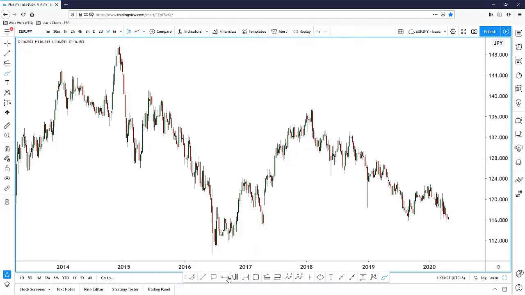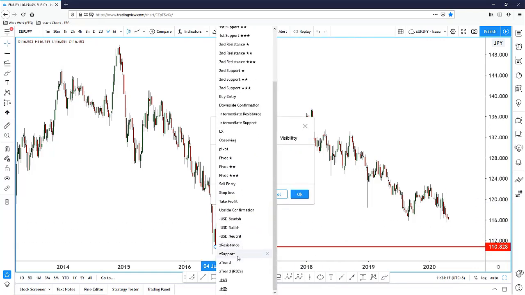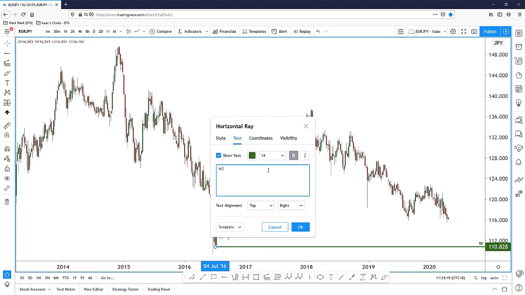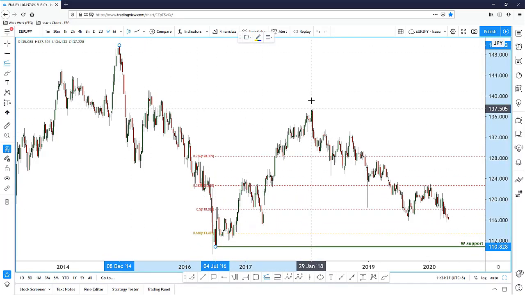Graphically, I see that we have sort of a support level over here. Of course, this is the swing low, right at the bottom. So we can call this the weekly support, and we confirm this by using Fibonacci extension about the zigzag that I mentioned earlier.